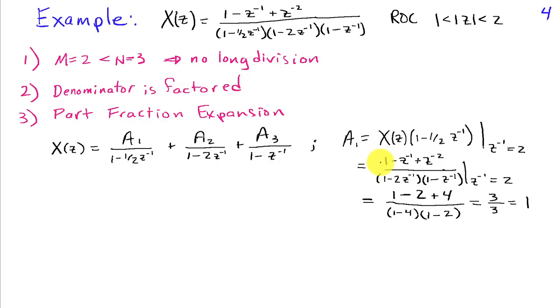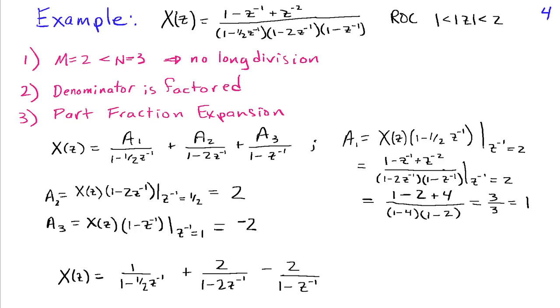So I'm going to obtain A1 as 1 - z^-1 + z^-2. That's my numerator of X(z). And then I have the two remaining terms in the denominator because there was a cancellation. And I'll evaluate all these at z^-1 equals 2, and that gives me (1 - 2 + 4) divided by (1 - 4)(1 - 2), and this comes out to be exactly 1. So that's A1. We can repeat the same process for A2 and A3, and we find out that A2 becomes equal to 2 if you go through the algebra, and A3 becomes equal to -2.